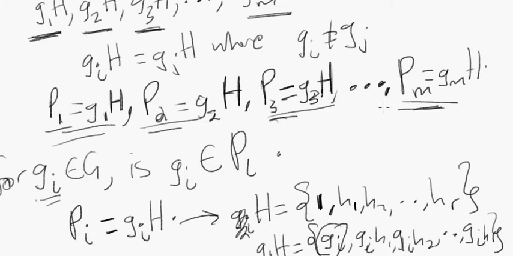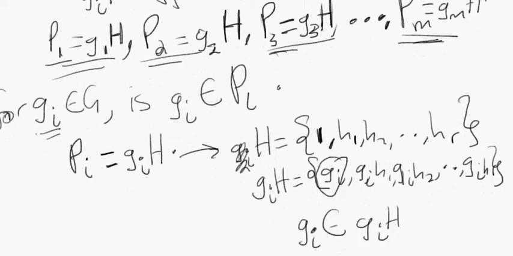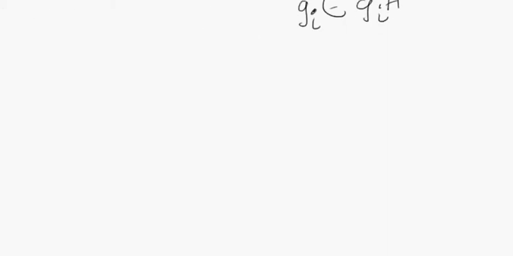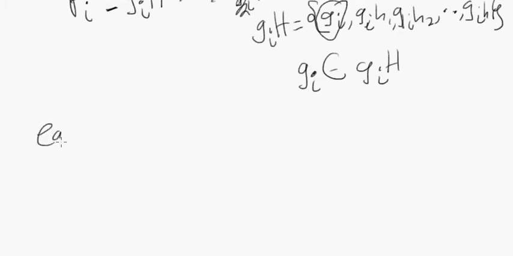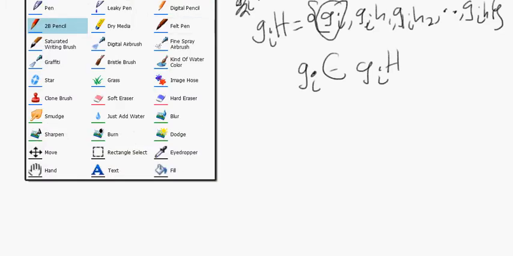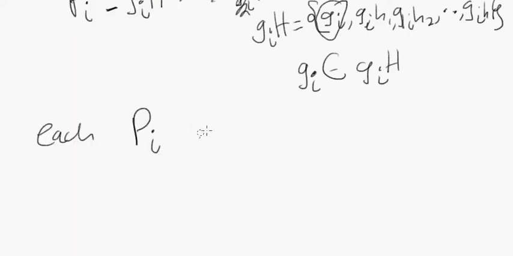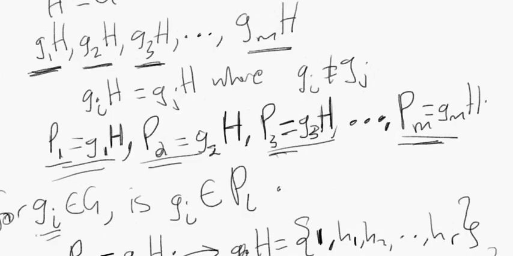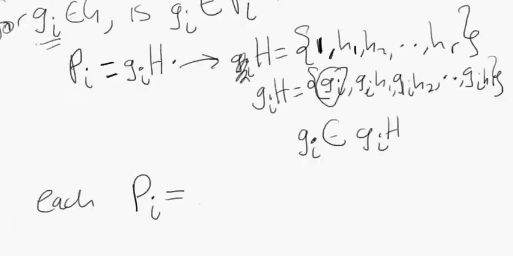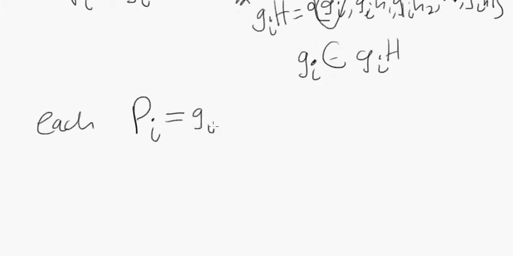Oh yeah, the other condition we had to check is that each partition Pi is equal to some left coset. Well, is that true? Clearly it is, right? By definition, P1 was defined to be G1H, P2 was defined to be G2H, P3 was defined to be G3H. So indeed, each partition equals GIH. So each partition is actually a left coset.